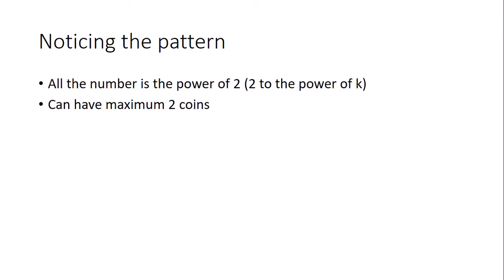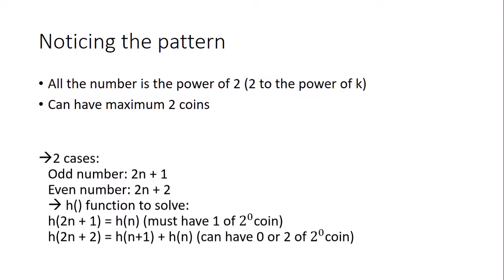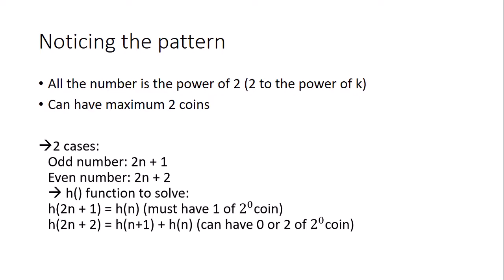Continuing with this, there is a pattern to see. If it is an odd number, 2n plus 1, the result of 2n plus 1 will equal the result of n. And if it's an even number, 2n plus 2, the result of 2n plus 2 will equal the result of n plus 1 plus the result of n.